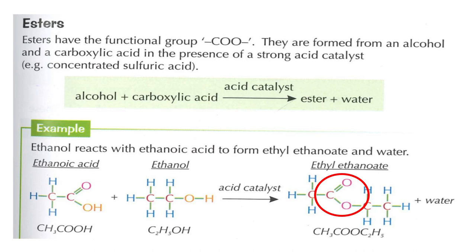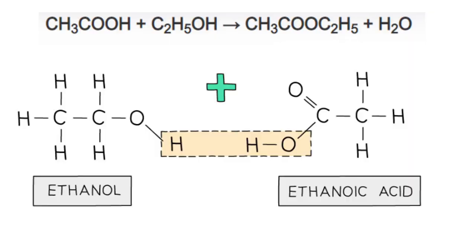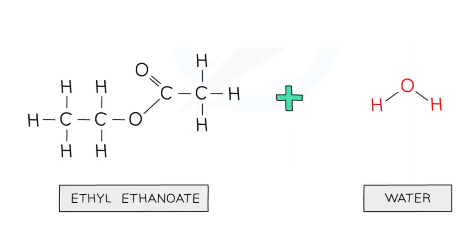How do you do it? Again, acid and a catalyst. So ethanoic acid will react with ethanol to form ethyl ethanoate, and we call this an ester. A carboxylic acid reacts with an alcohol to form an ester and water. Again, here we go, ethyl ethanoate.